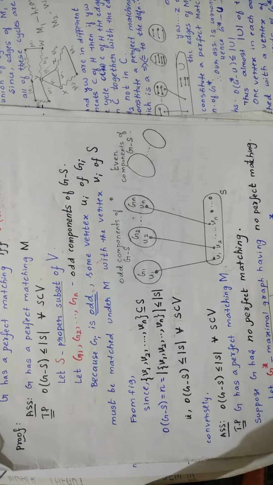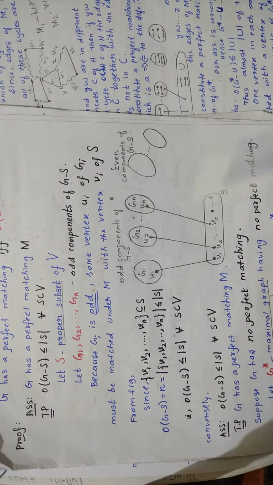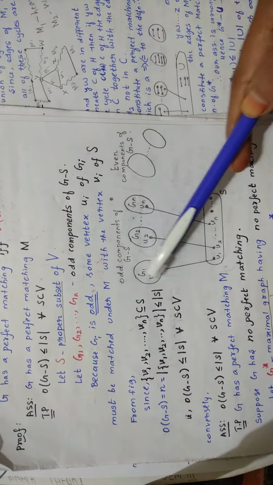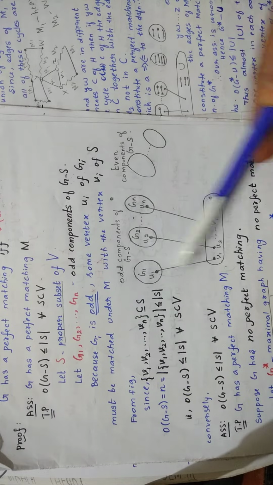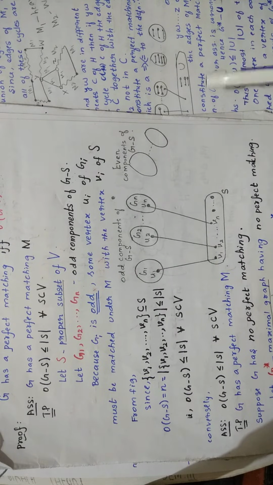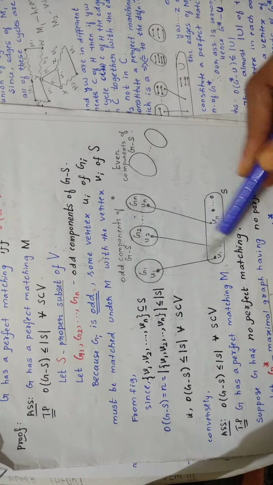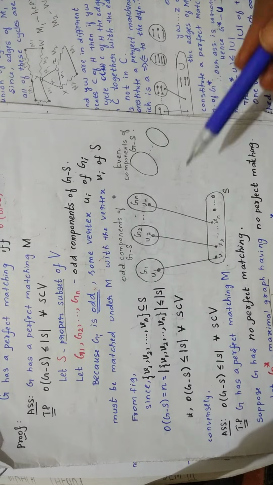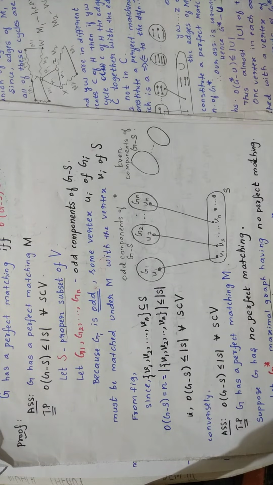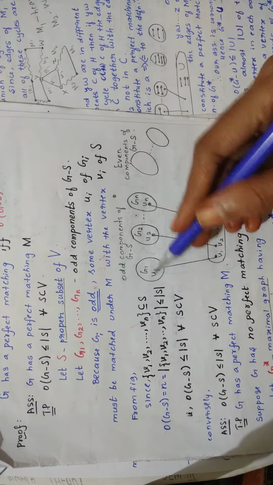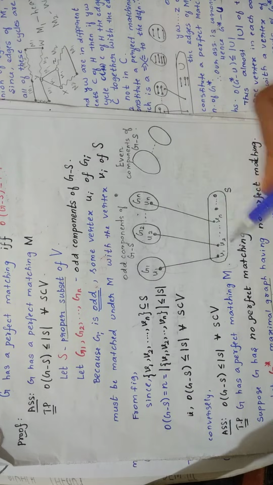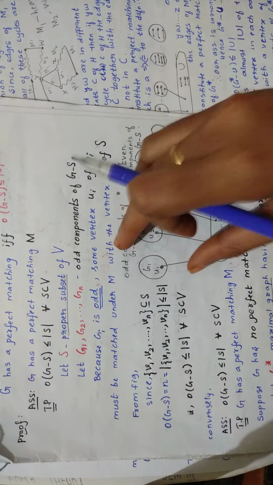What is meant by matched under M? Some vertex Ui of Gi must be matched under M with the vertex Vi of S. That is what the sentence says. It means that for the edge with vertices U1 and V1, U1 and V1 are present inside the matching M. So from the figure, near this you have to draw the figure.